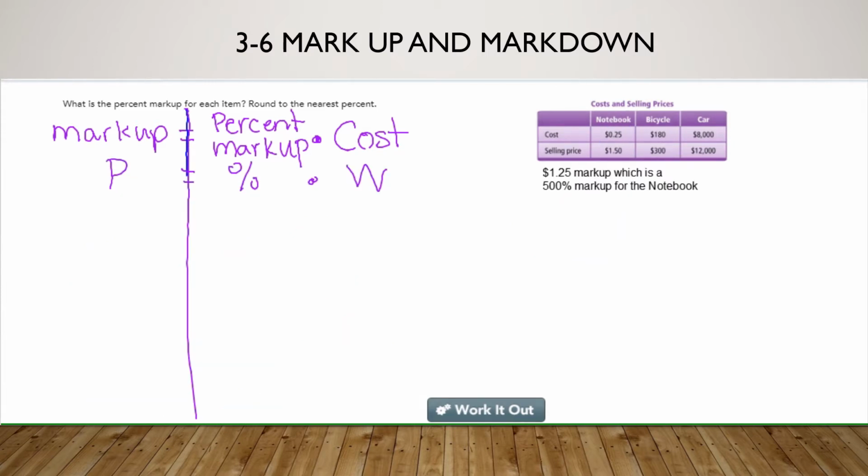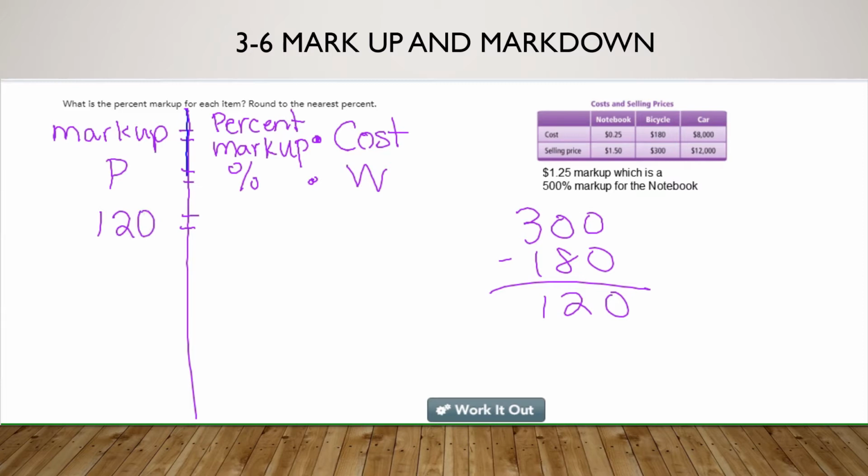Now we need to do the same thing for the bicycle. We're going to use our percent equation. Remember to figure out what each portion is. The part is the markup, and that is considered the amount of change. So we have to go ahead and subtract the 180 from the 300. And when we subtract that, we end up with 120. So 120 represents the markup.